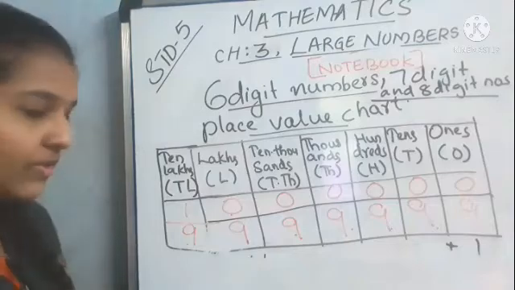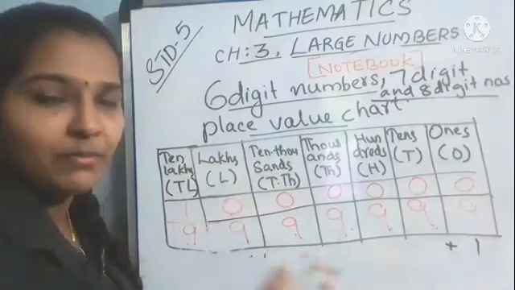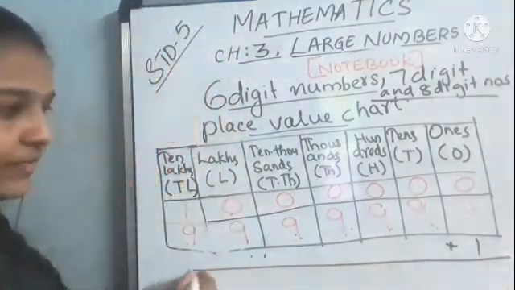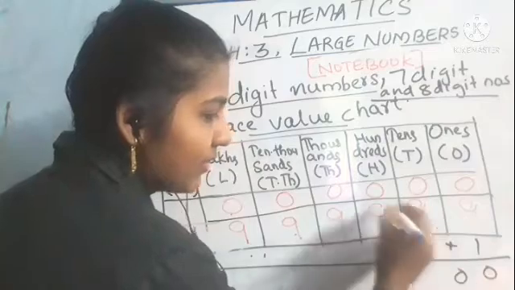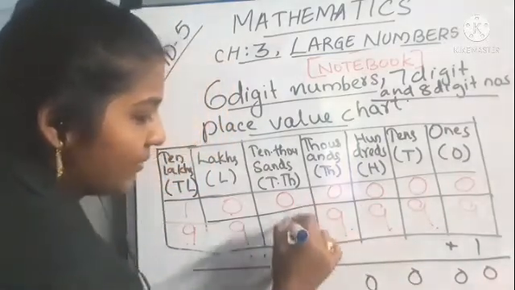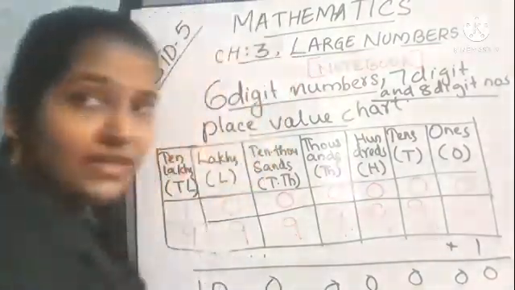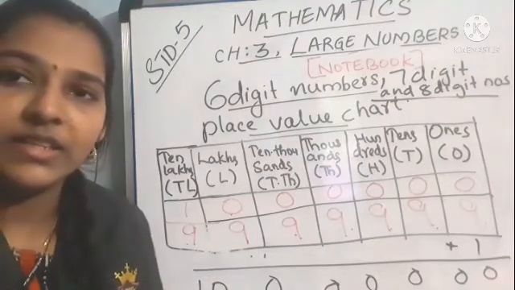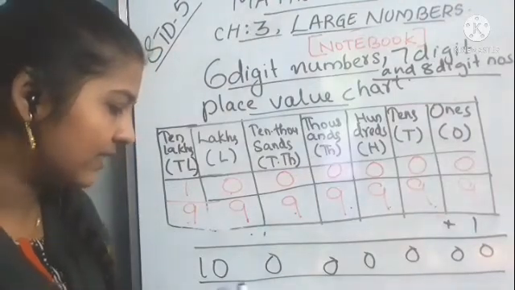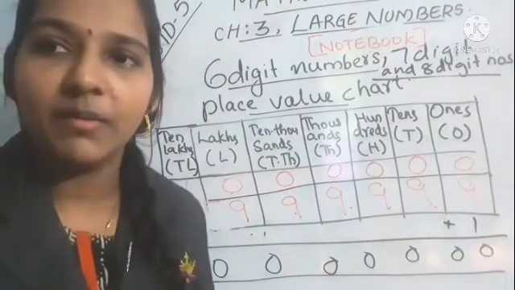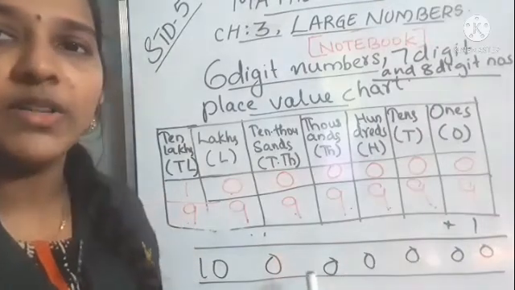So look, children, 99,99,999 is the largest 7-digit number. I am adding 1 to this number. Now let's check which number we will get. 9 plus 1 is 10, 0, 1, 10, 0, 1, 10. Now look at this number, children. How many digits are here? 1, 2, 3, 4, 5, 6, 7, 8. Eight digits are in this number. So this is the smallest 8-digit number.